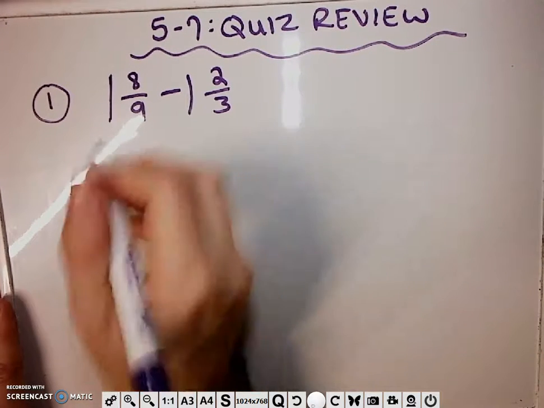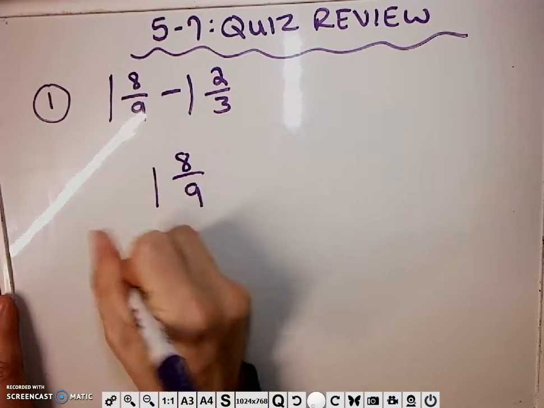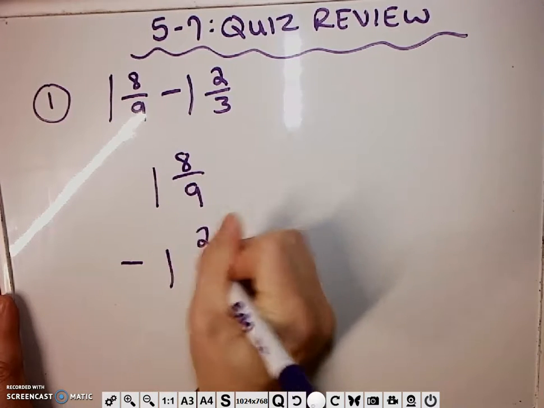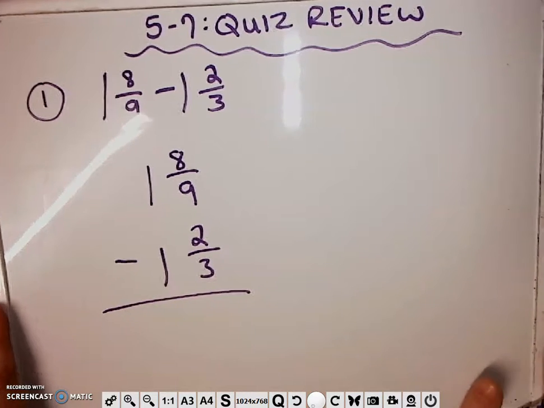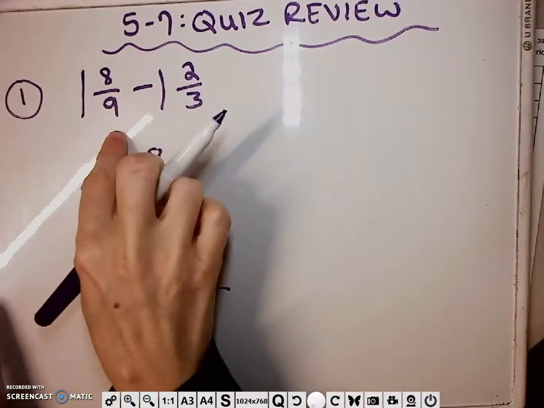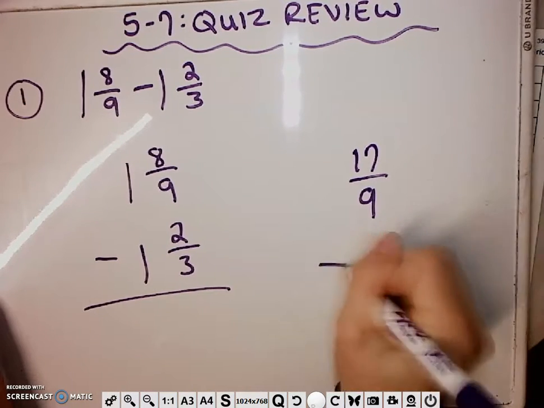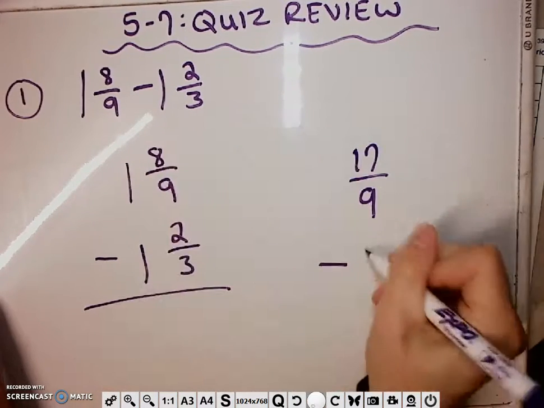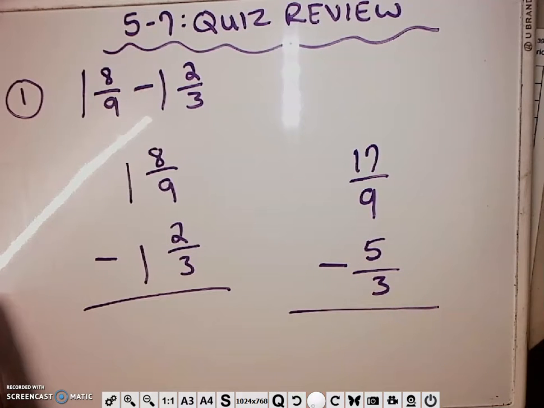Okay, so I'm going to rewrite this going down. So I have positive 1 8/9 minus 1 2/3. If you write this going up and down, that's how it would look. If you switch it to improper, you would do 1 times 9 is 9 plus 8 is 17 over 9, minus 1 times 3 plus 2 gives me 5/3. So either way, you can set it up either way.